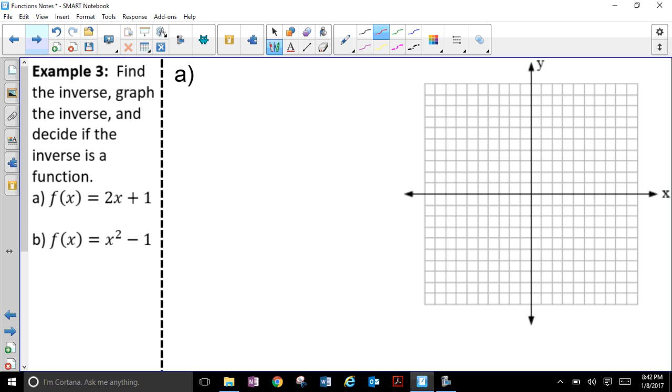All right, and now we're going to find the inverse, graph the inverse, and decide if the inverse is a function. Okay, so part A, we have f of x equals 2x plus 1. And remember, f of x means it's like your y variable. So you're going to first switch your x and y. So now we're going to have x equals 2y plus 1. Okay. Now what? Minus 1.